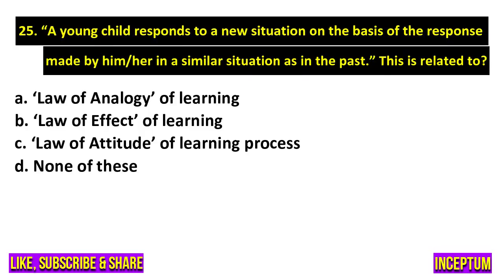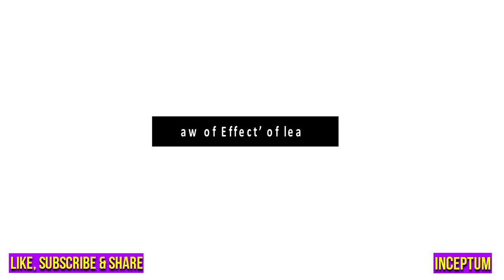Question number 25. A young child responds to a new situation on the basis of the response made by him in a similar situation in the past. This is related to. In the four options we have law of analogy of learning, law of effect of learning, law of attitude of learning process, none of the above. And the right answer of this question is option B, law of effect of learning.